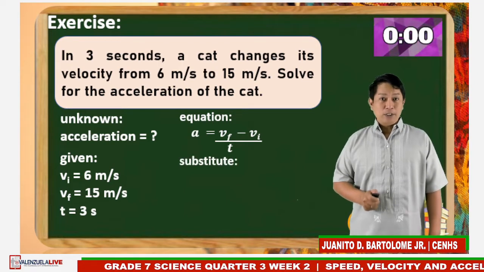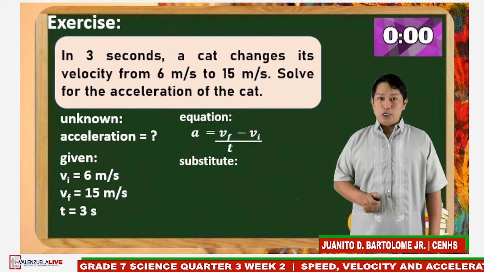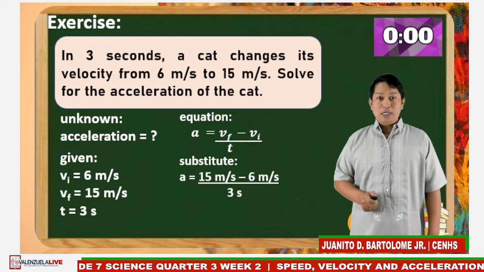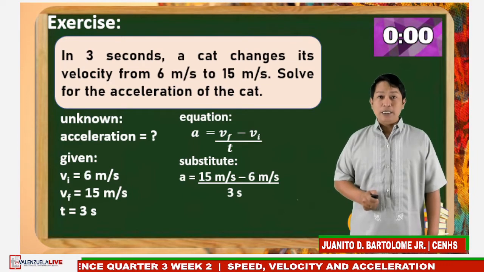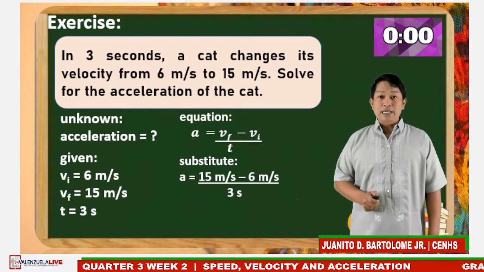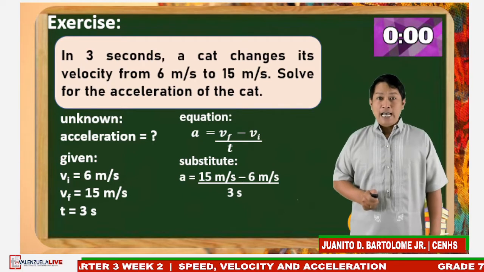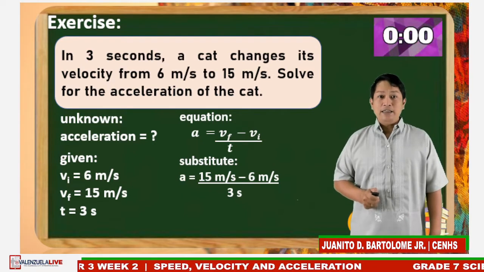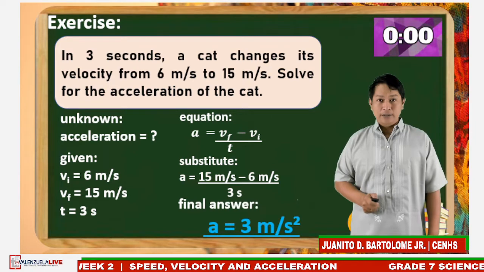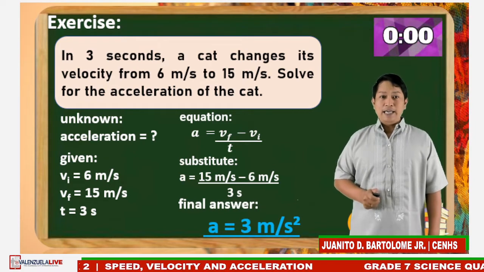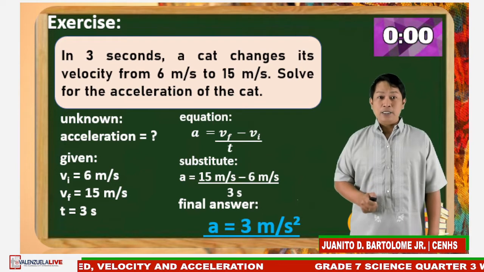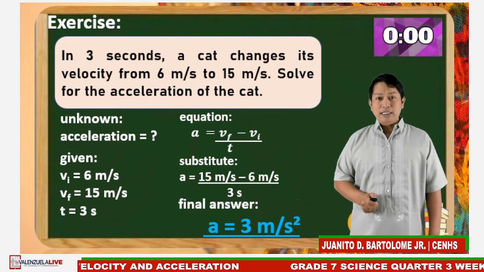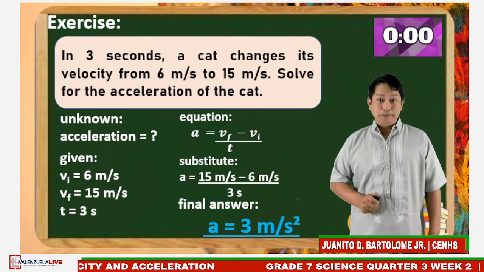Fourth, substitute the given quantities in the equation. Acceleration is equal to 15 meters per second minus 6 meters per second divided by 3 seconds. The acceleration of the cat is 3 meters per second squared. The acceleration of the cat is positive because the final velocity is greater than the initial velocity. Or we can say that the cat speeds up.